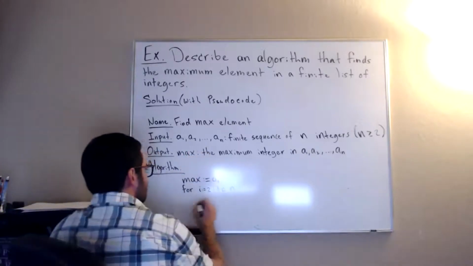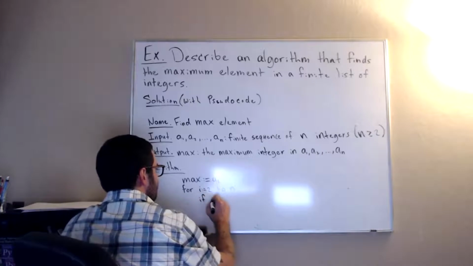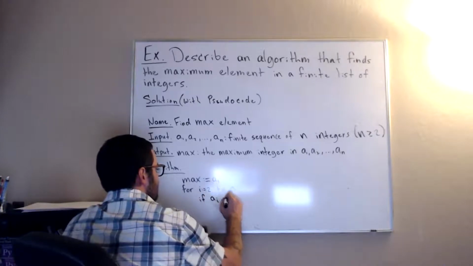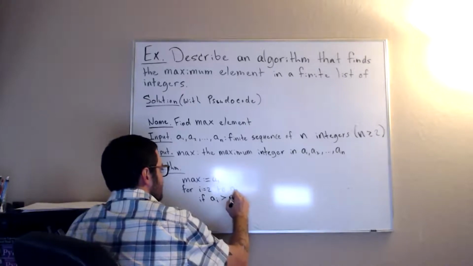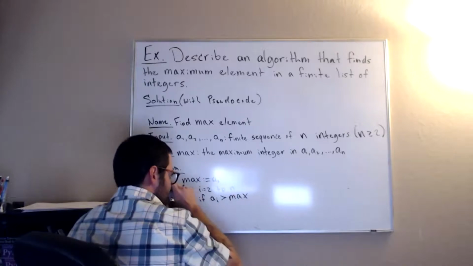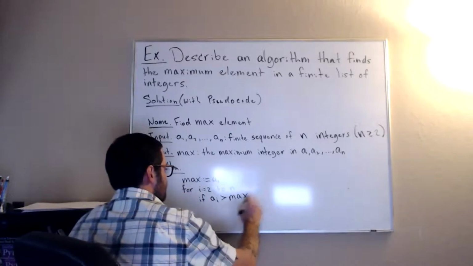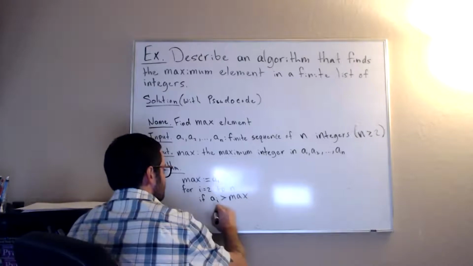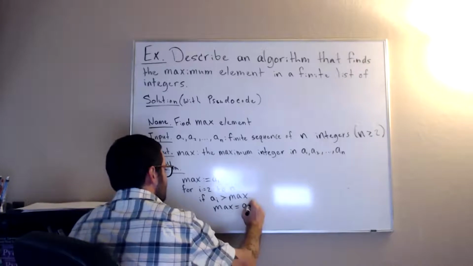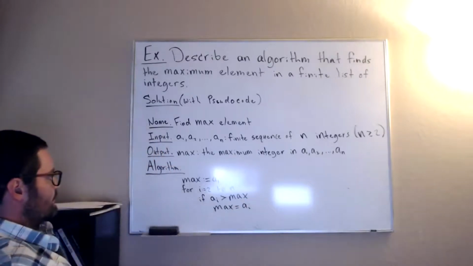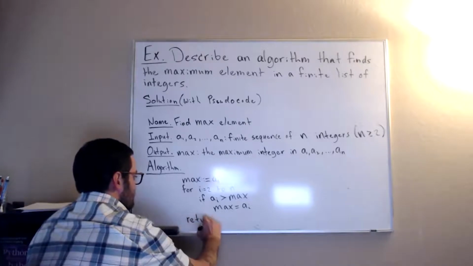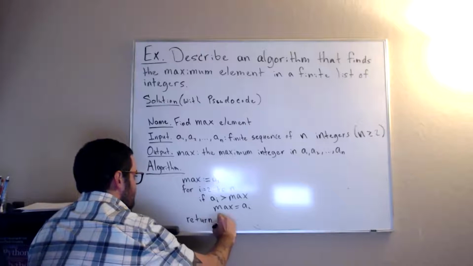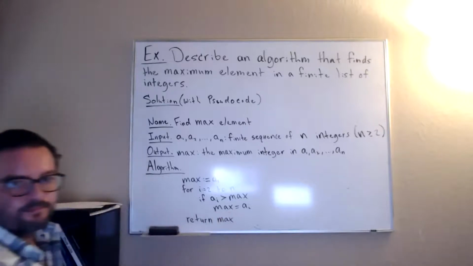So for each of these i, we're going to check: if A_i is greater than max, then we can say max equals A_i. And then at the very bottom, we're going to say return max.